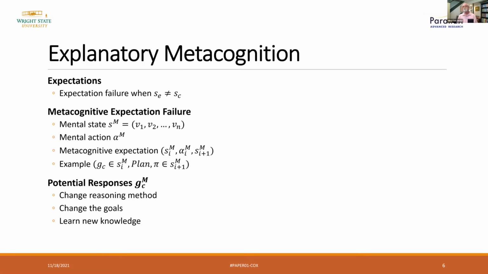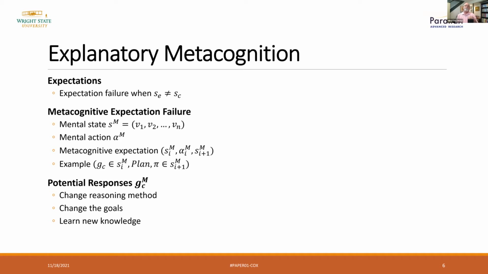So first of all, let's think about an expectation, a normal expectation in the world. When I do an action, I have an expected state that will result afterwards, and then I have an actual state, that's the current state that I observe. So when my observations do not coincide with my expectations, there's a violation.